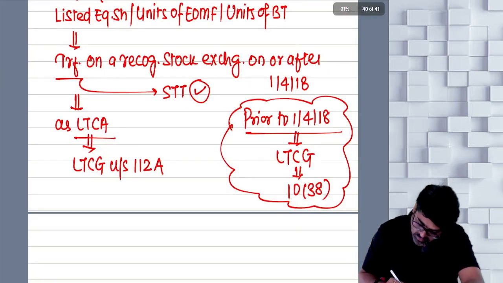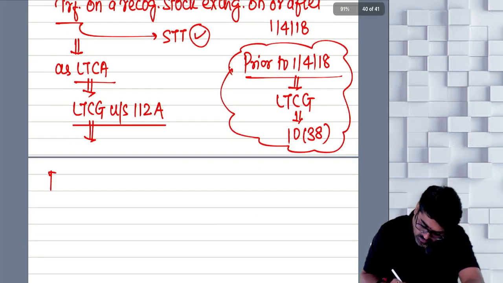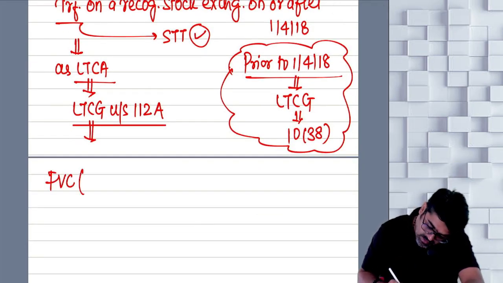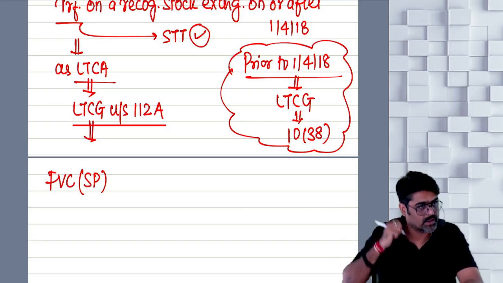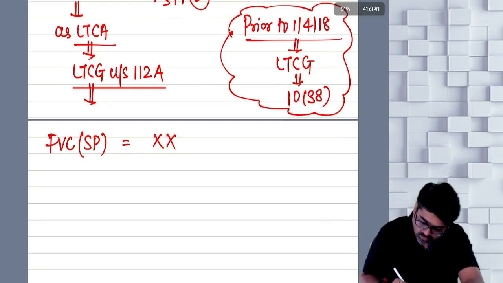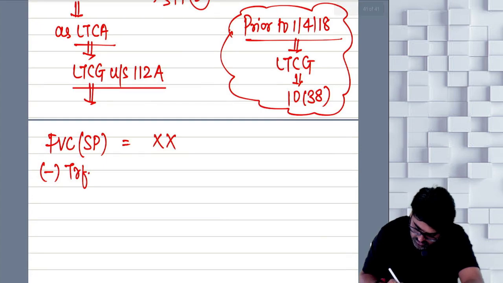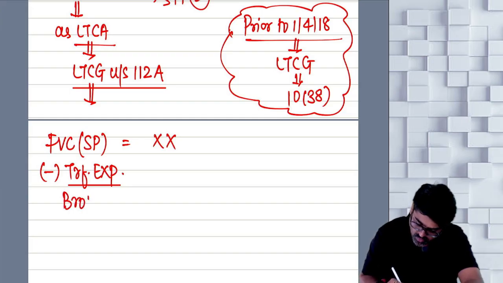Now, whenever you calculate this long-term capital gain, what will be the full value of consideration? The full value of consideration will be the selling price, the price at which you have sold the shares on the stock exchange. Minus what? Minus transfer expense. Whatever transfer expenses there are, meaning selling expenses like brokerage, etc., that brokerage will be allowed as a deduction.